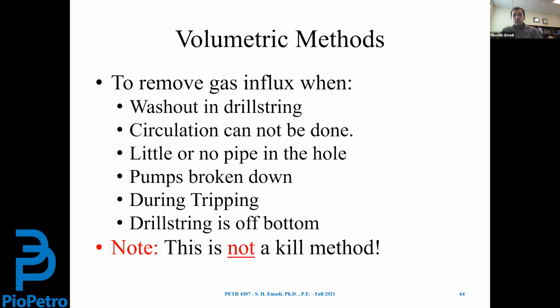So the volumetric method is basically removing gas influx when any of these issues happen. For example, as I previously mentioned, we are tripping out of the wellbore and we are not off bottom. After a while, we notice that formation fluid is entering the wellbore. Obviously, this is not a kill method. Why? Because the whole objective of this method is to circulate out the influx, which is gas. If the formation fluid is oil or salt water, we don't need to implement this method, because we need to have a forced circulation. However, when we have gas, and let's say 1 gallon of gas enters the wellbore, it causes way more problems than salt water. How?